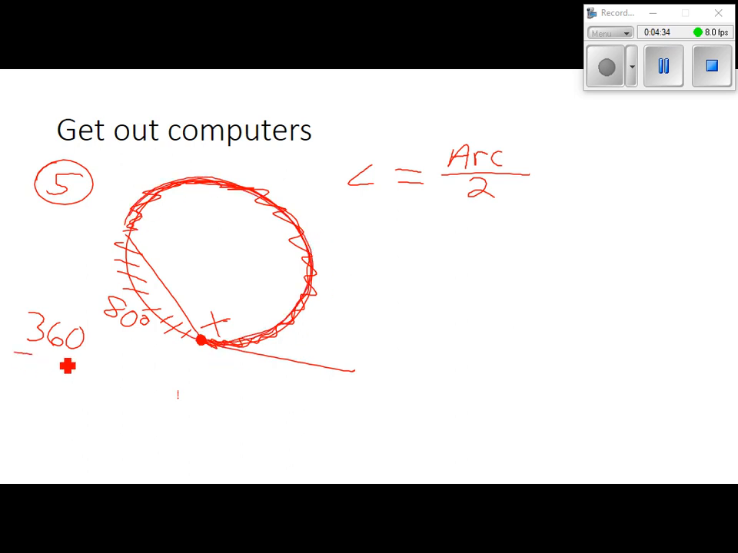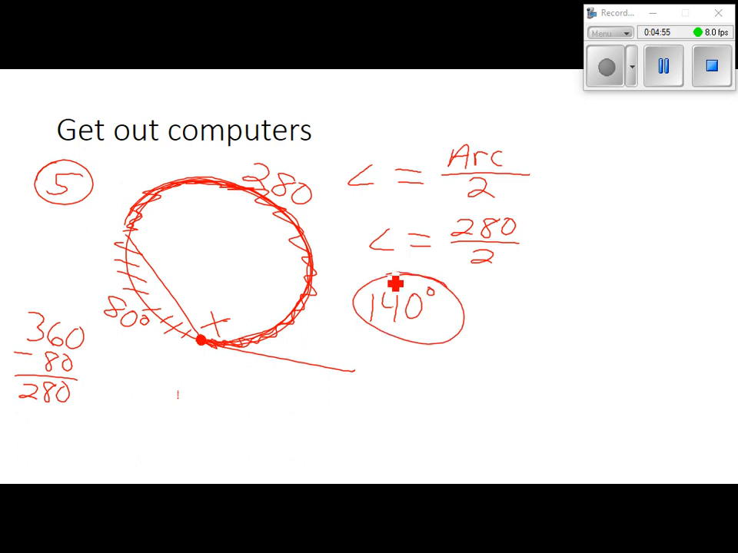Somebody help me out. 280. That's 280. Now we just stick that in here, so the angle equals 280 divided by 2. What's the angle then? 140. Other questions? Don't make these harder than they are. It's all about those formulas.